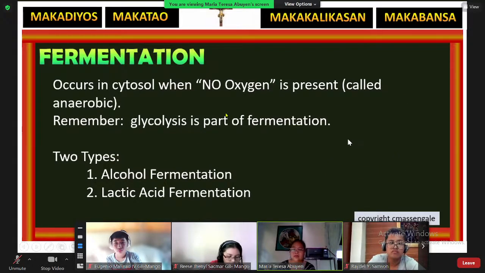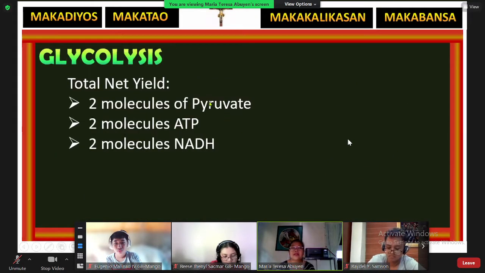Okay, let's go back. So this is the summary of glycolysis: the total net yield. In glycolysis, it is able to produce 2 molecules of pyruvate, 2 molecules of ATP, and 2 molecules of NADH. Please take this down and remember this. I might include this in the quiz. Again, in glycolysis, it produces 2 molecules of pyruvate, 2 molecules of ATP, 2 molecules of NADH.